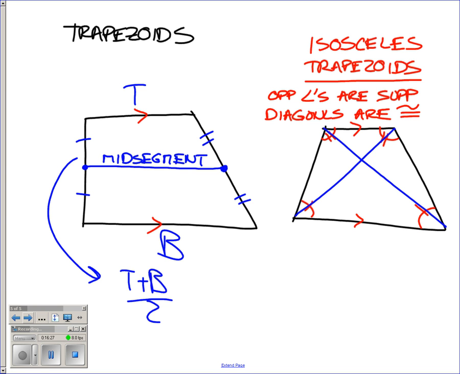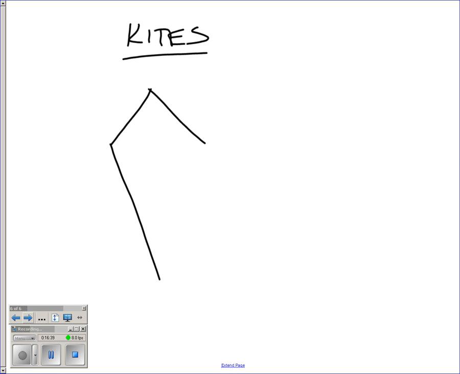Now let's take a look at kites, the other non-parallelogram but special quadrilateral. Let me draw one up here. It's also got two pair of congruent sides, but they are not opposite to each other. So in this case, these two bottom segments, these longer ones, are congruent, but so are these two top ones.